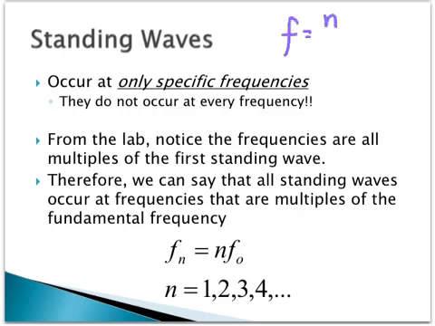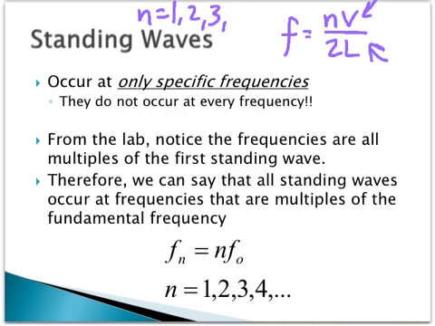Again, the relationship with that is that the frequency at which a standing wave occurs is equal to N times V over 2L. N represents the number, so it could be 1, 2, 3: the first standing wave, second standing wave, third standing wave. So it depends on the speed of that medium and the length of that string, and N represents the number of the standing wave we have.